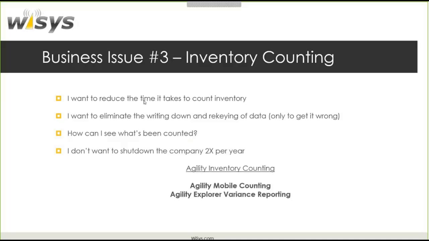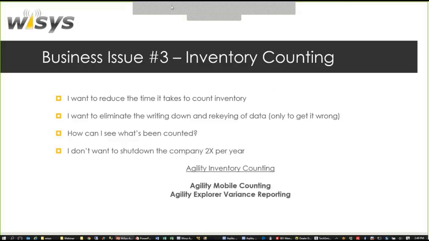So to do counting, we want to reduce the time it takes to count the inventory. We want to get rid of all the writing it down and keying it in, only to not be able to read somebody's handwriting. And how do I see what's been counted? We're going to be able to show you that. And I just don't want to spend the time to shut my business down to count inventory. You know, the truth is, if you get really good at this, your inventory is going to get to 99.5% high in terms of valid, and you're not even going to want to count inventory. It's just going to be that good all the time. So let's go back to the tools, and let's look how we can do that.